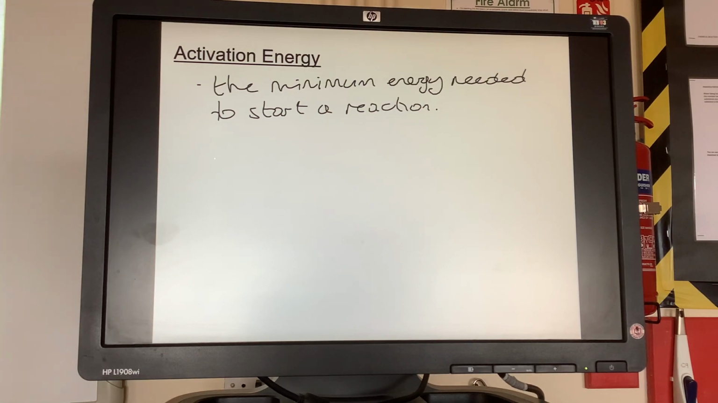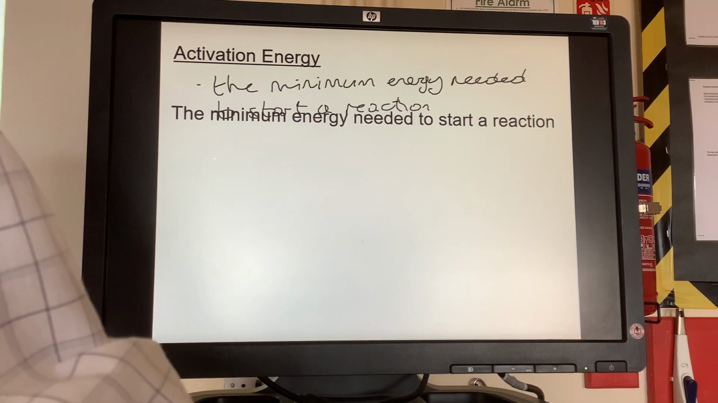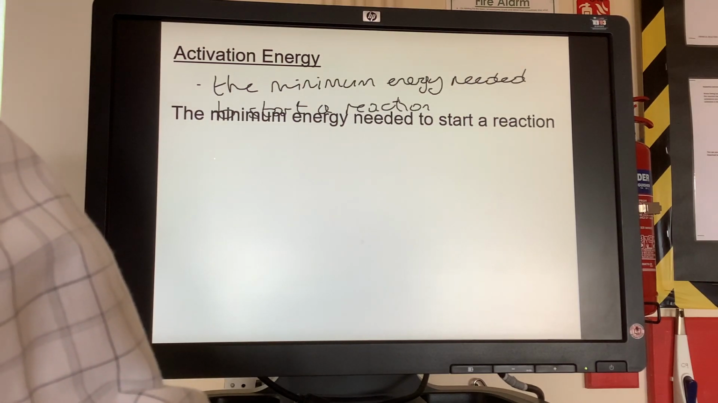Some reactions might have a high activation energy. Some very low. Some we only need the spark of a match to provide the activation energy to get the reaction started. Sometimes we would need a very high temperature. We talked about sometimes reactions where even the Bunsen burner wouldn't be hot enough. The Bunsen burner wouldn't provide enough energy to get a reaction to start. That means that reaction has a very high activation energy. Some reactions have a very small, some large, but we've got to get to that amount for the reaction to start. Oh, it says it there. I apologise. The minimum energy needed to start a reaction. See, I got it right. I must have been revising.